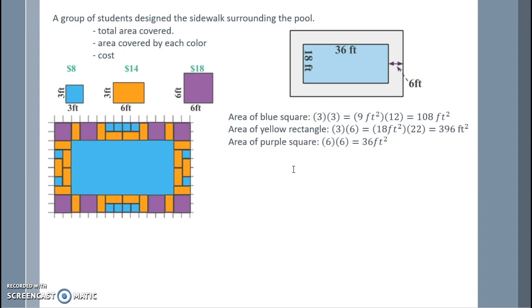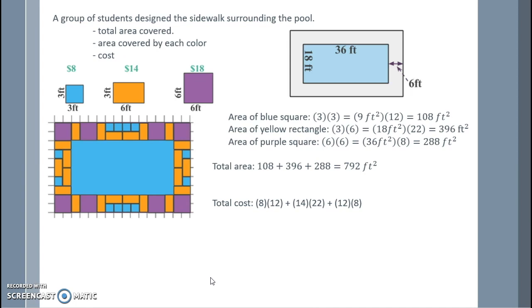The area of the purple is a 6 by 6, so 36 feet squared. And we have 1, 2, 3, 4, 5, 6, 7, 8 purples. So 36 feet squared times 8 is 288 feet squared. The total area covered by these pieces is 108 plus 396 plus 288, which is 792 feet squared.